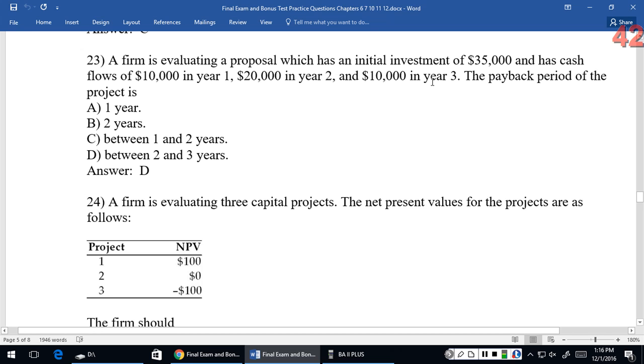What's the exact payback period for this, by the way? The formula is the year before full recovery, which is year 2, plus what's still needed, divided by the cash flow during the year. We're up to 30. We need 35 to pay it back, so we need 5,000, divided by the cash flow during the third year, which is 10,000. So the exact payback period is 2.5 years for this project.